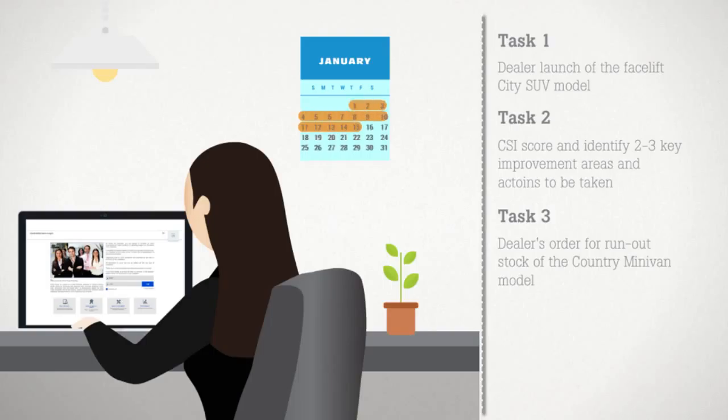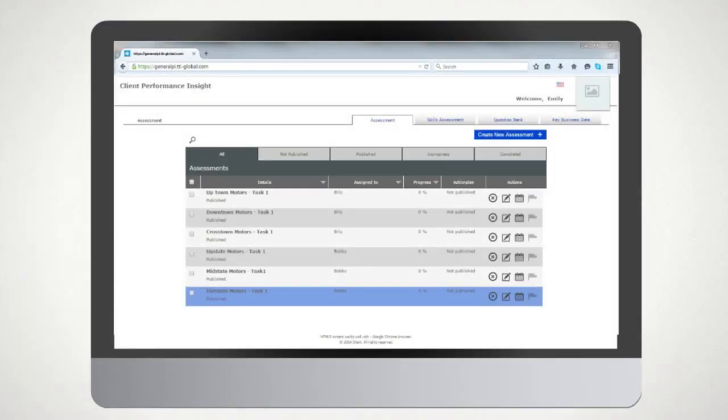Halfway through the month, Emily needs to add a fourth task for the month. Check on the competitor's pricing of the newly launched Sparta SUV. Emily views the dashboard showing her 2 managers and 6 dealers. Progress is 0 as the month has just started.